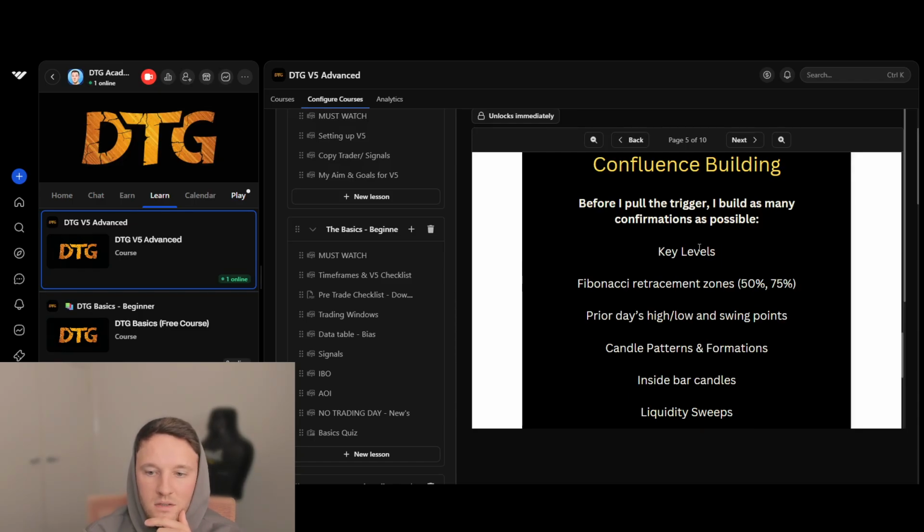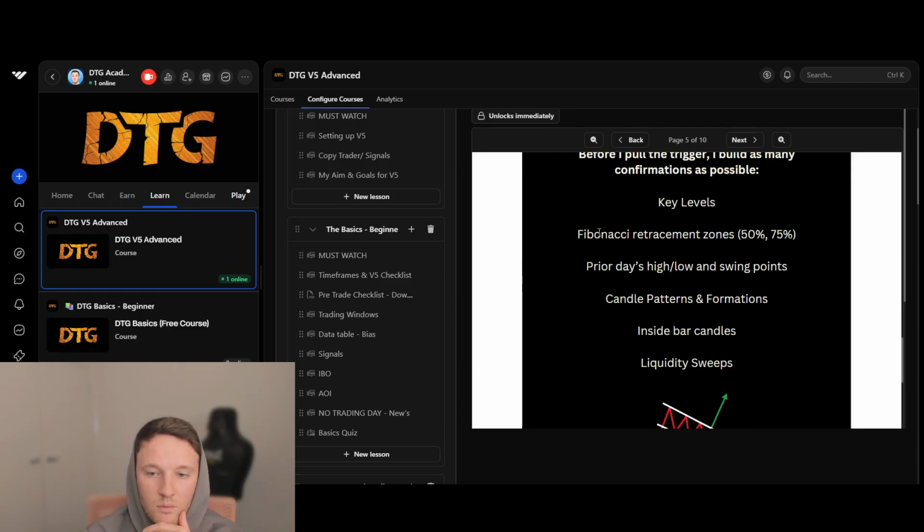Okay, so now we need to look at some of these things right here: key levels, fib retracement, prior day's high low swing points, candle patterns and formations, inside bar candles, and liquidity sweeps. Now, from the analysis that we've just done from the daily time frame, we already have these two confluences right here: an inside bar candle from the daily and a bullish liquidity sweep from the daily, aligning with our bullish sentiment. Now we can add a couple more if we want to: key levels, Fibonacci retracement, and inside bar candle formation.